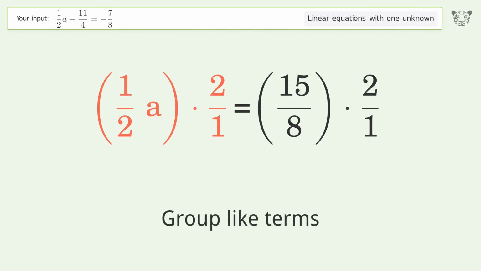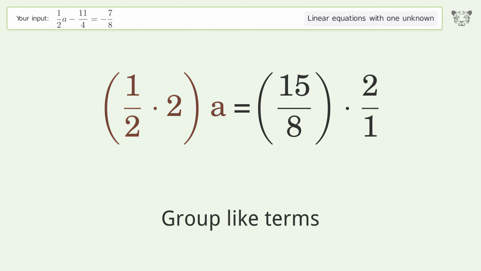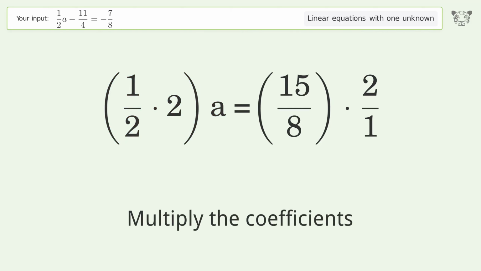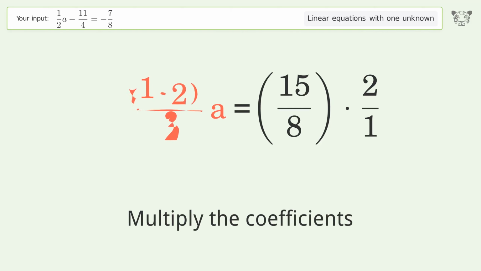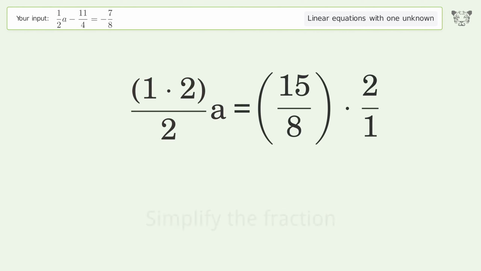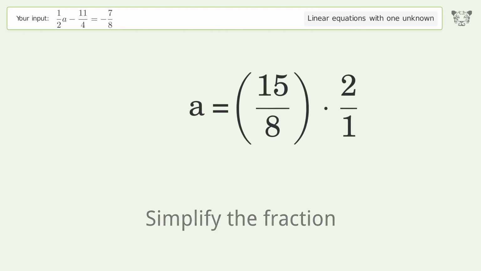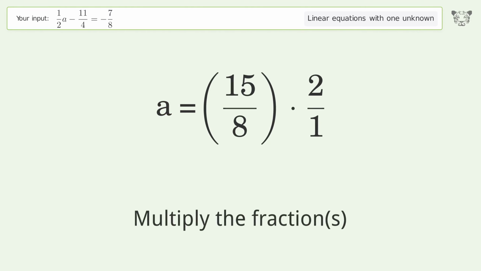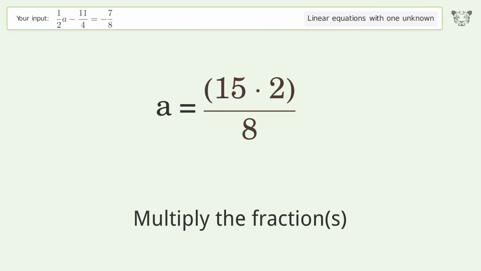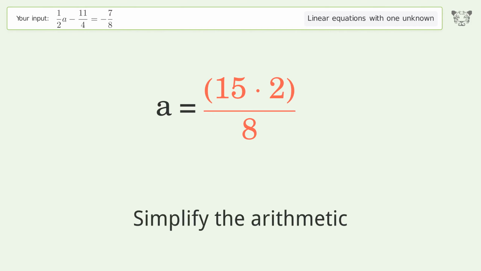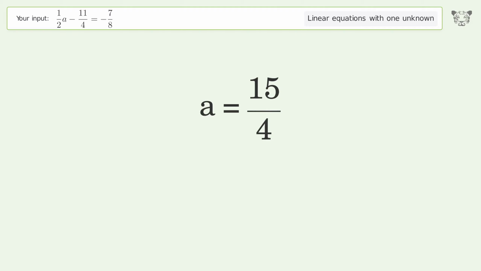Group like terms. Multiply the coefficients. Simplify the fraction. Multiply the fractions. Simplify the arithmetic. And so the final result is a equals 15/4.